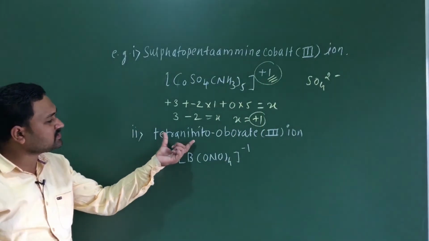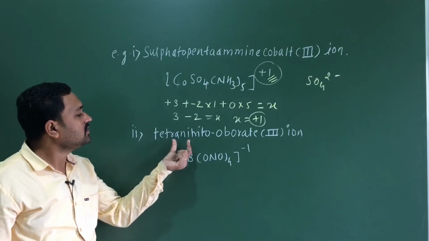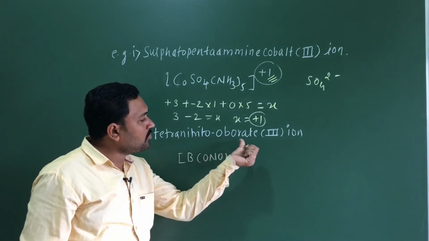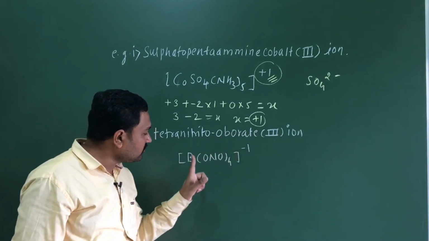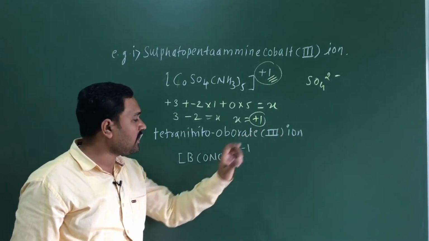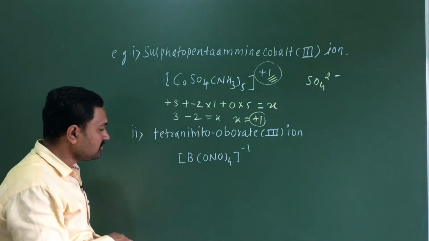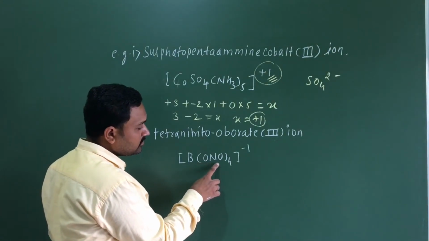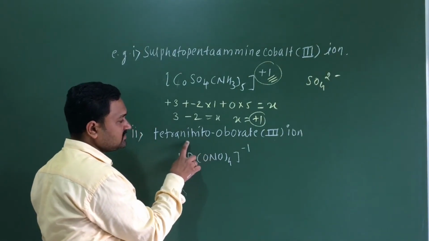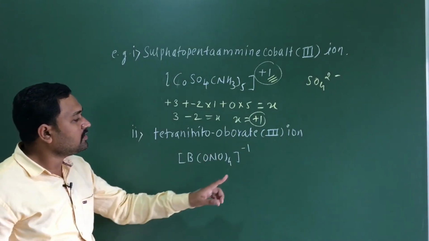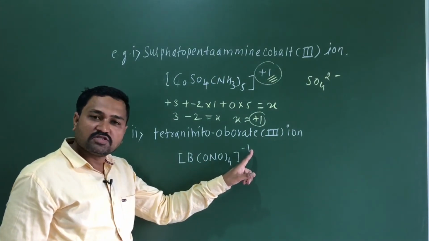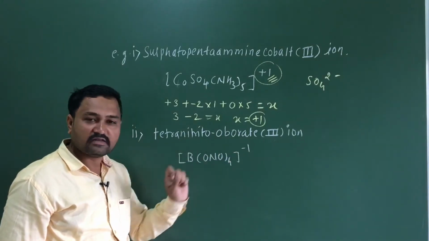So again you can observe that in the second example, that is your tetranitritoborate, the oxidation state for your boron is given as +3, and I have written the formula for this coordination compound as B(ONO)4, 4 times, as it is a nitrito-O, and the charge on this complex ion as -1.